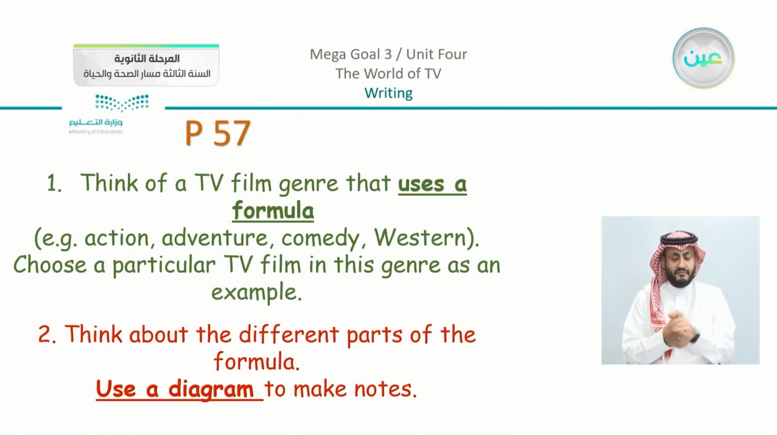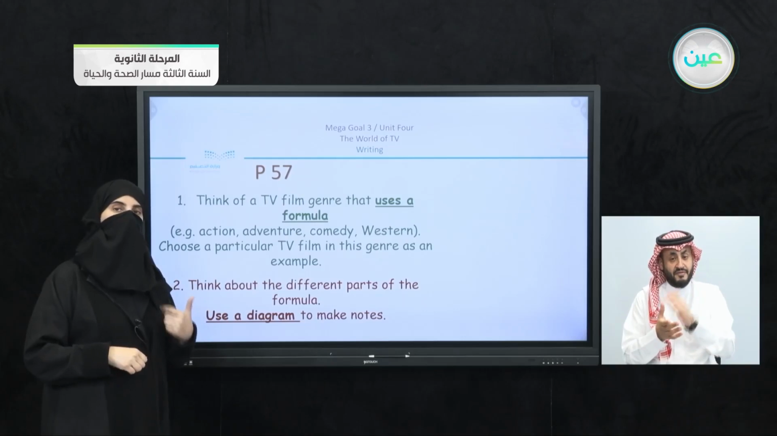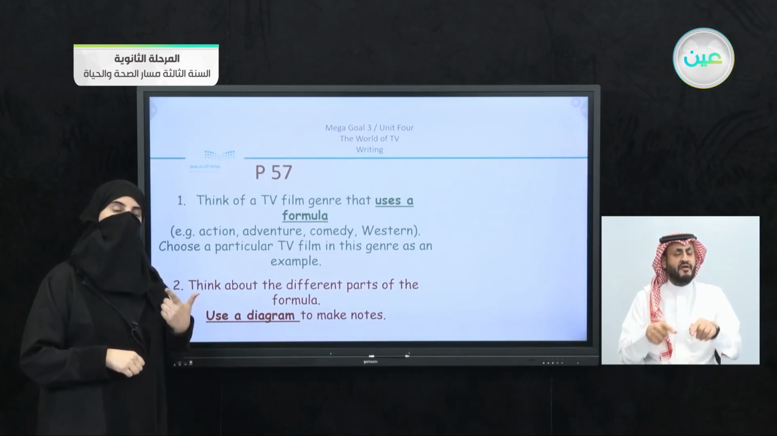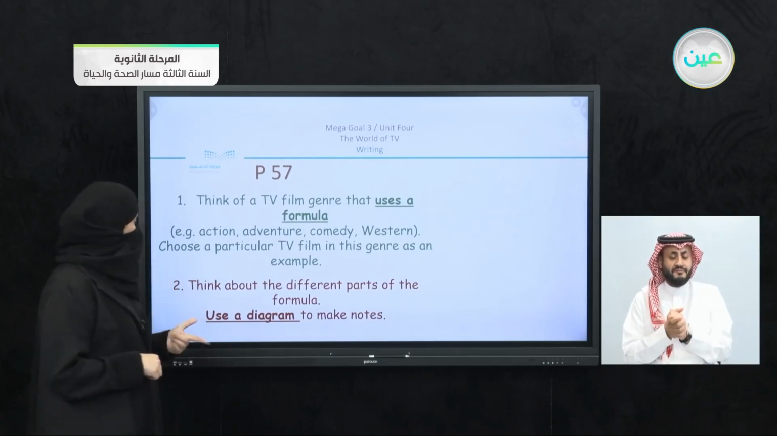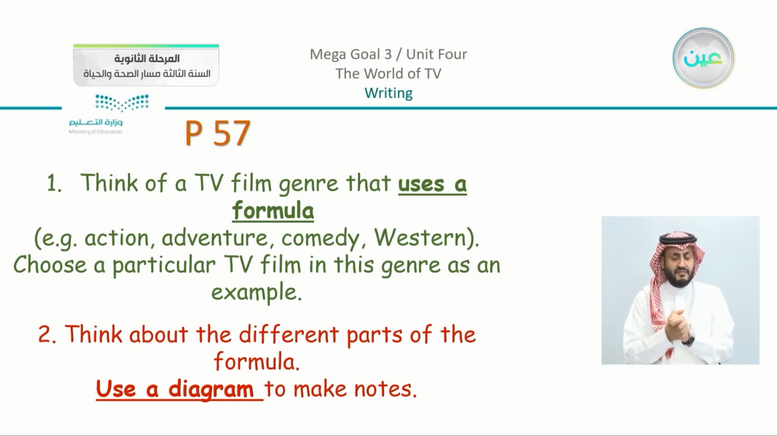For example, action, adventure, comedy, western. Choose a particular TV film in this genre as an example. So first of all, you're going to choose the genre, and then based on it, you're going to choose a TV film that you're going to write about. Number two, think about the different parts of the formula. Use a diagram to make notes.